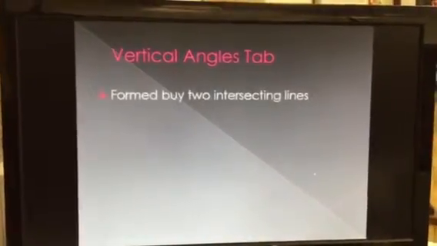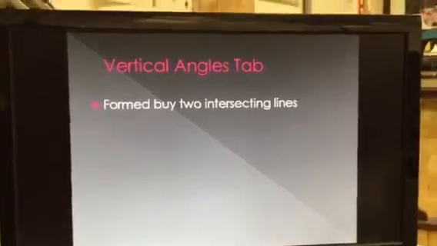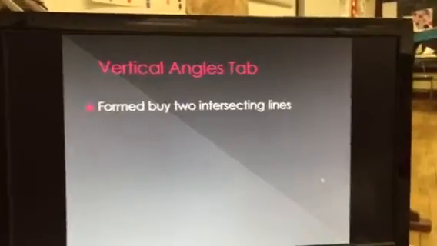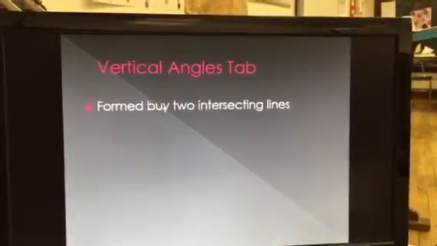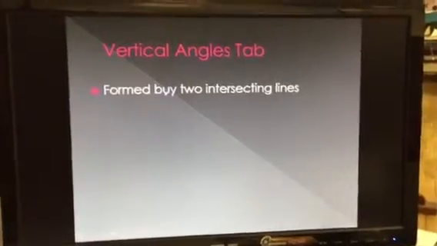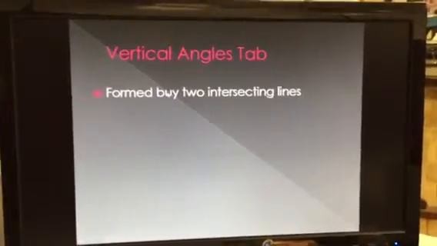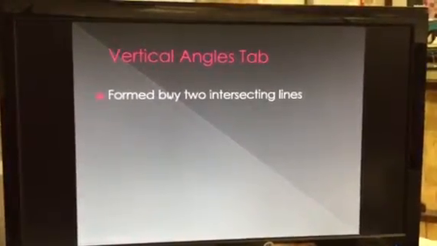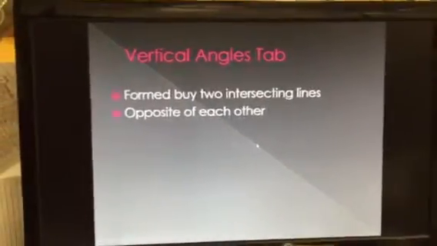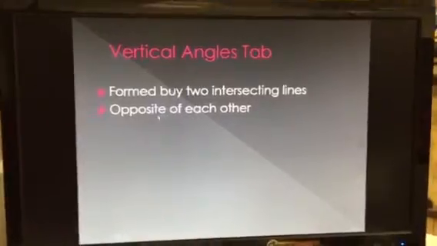Woo! So a vertical angle is formed by, oh my goodness, formed by two intersecting lines, BY, not BUY. Miss Narrow is here behind me laughing at me. All right. Bad grammar. Oh my goodness, the wrong by. All right, homophones. Mm-hmm. Okay.